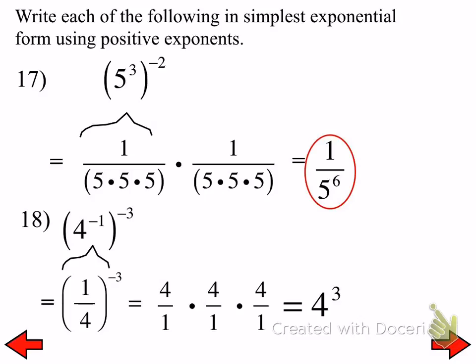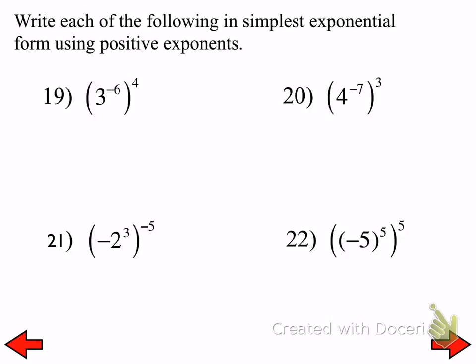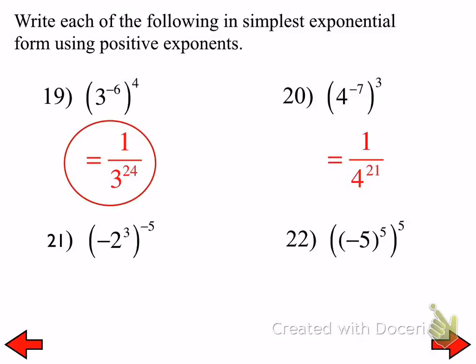And then I'm going to let you do 19 through 22, please. Go ahead and solve 19 through 22. For number 19, we should have 1 over 3 to the 24th power. Notice the 24 is attached to the 3 because that is being repeated. Number 20 is 1 over 4 to the 21st power.